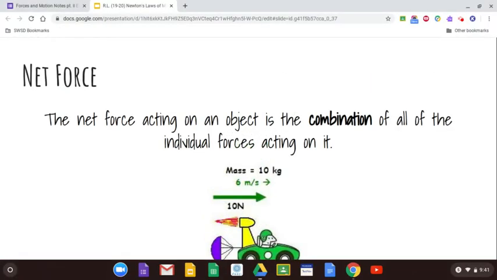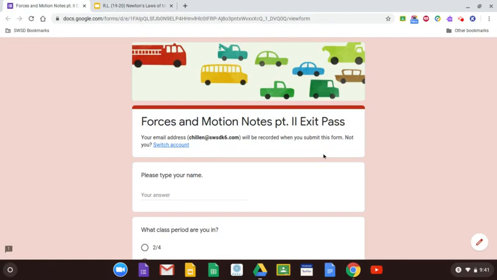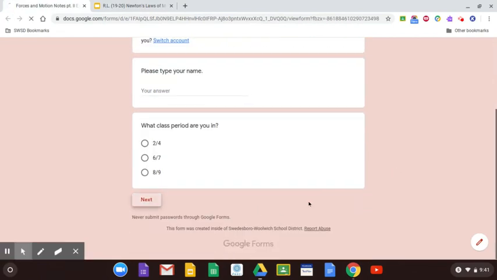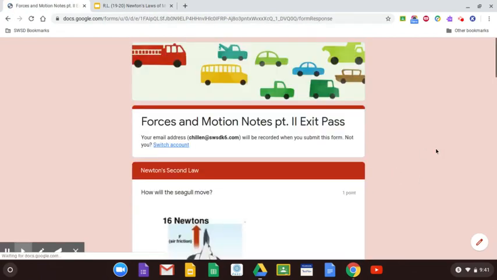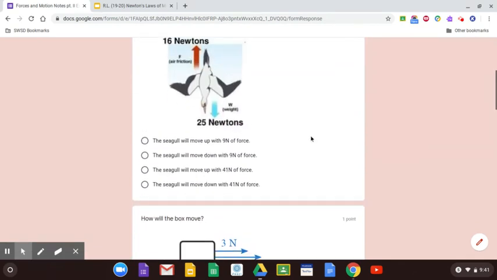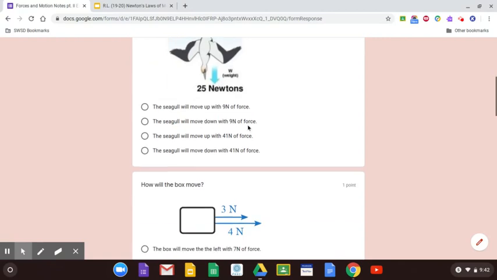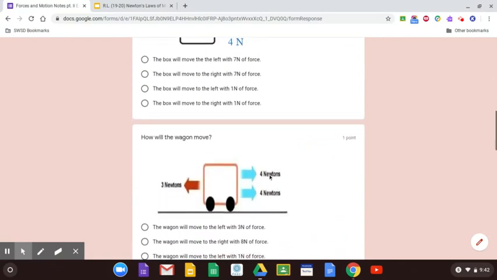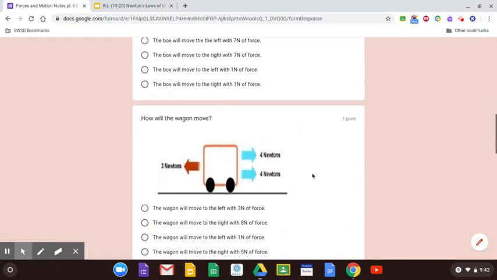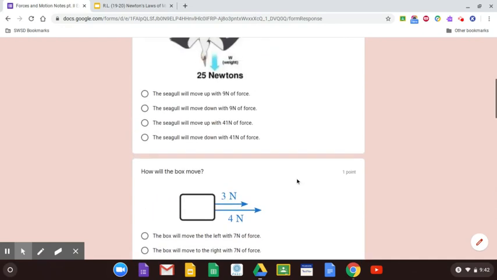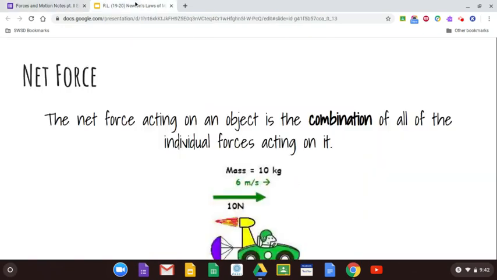When you do your exit pass, you'll have a few questions asking you about net force, like calculating net force and saying, how will the seagull move? It's going to move in this direction with this amount of force. And that's important too, because remember, force is a vector. So we have to say, what's the direction? What's the strength? So you'll have a few questions like that asking you about finding the net force acting upon the object, or how it is going to move.